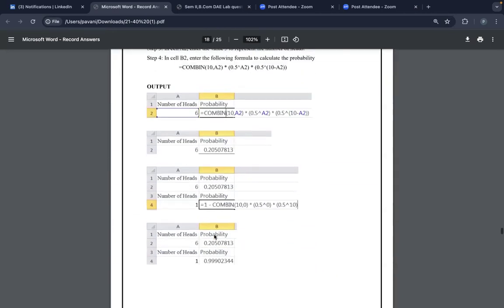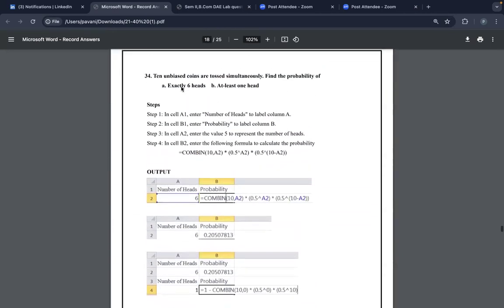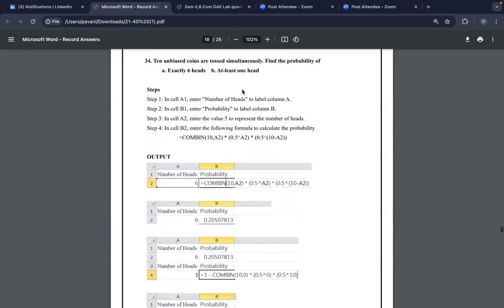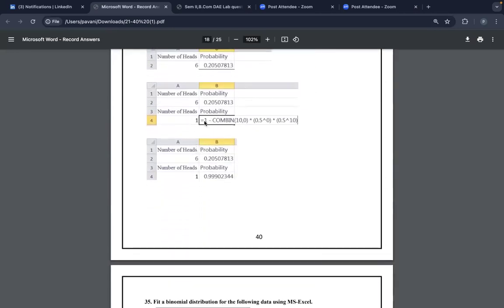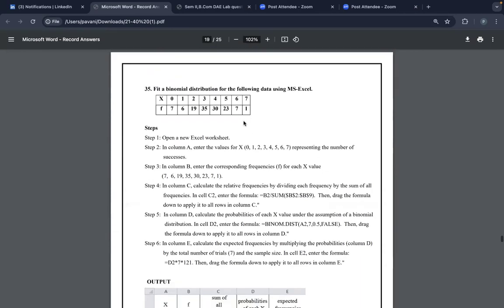The same case here also. The same thing you will do for exactly 6 heads and also at least 1 head. At least 1 means always you will do with the 1 minus formula. Clear? 1 minus formula you will do, and then you will enter the whole thing.